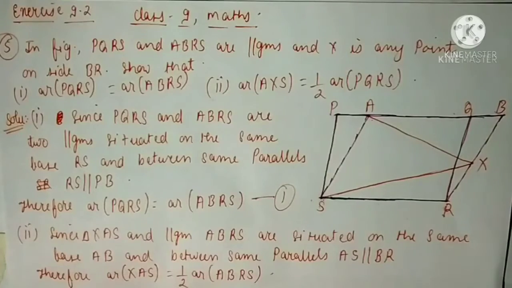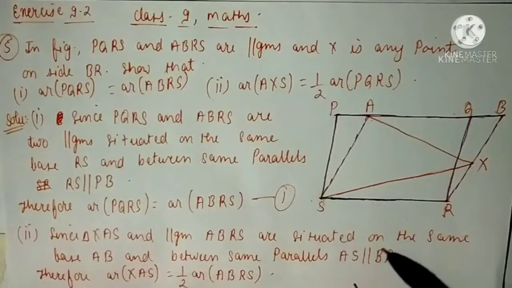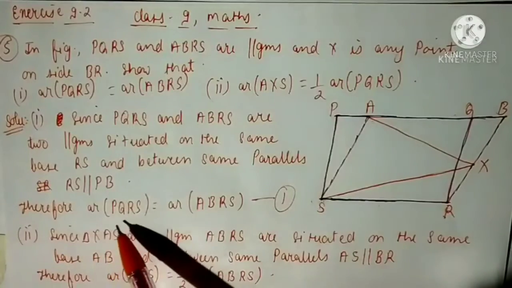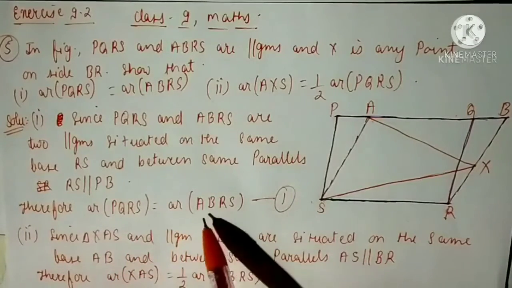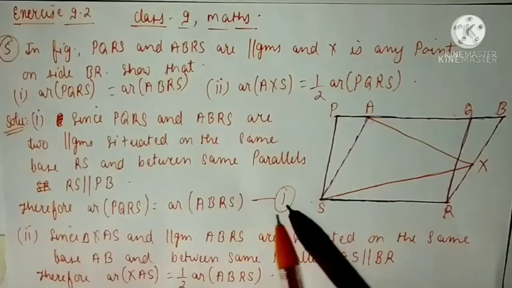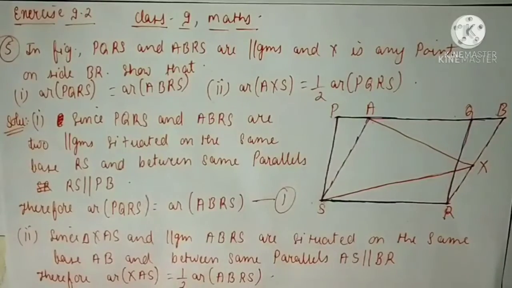So we know that if two parallelograms are between the same parallel lines and have the same base, then their areas will be equal. So we can write, therefore area of PQRS is equal to area of ABRS. This is the first part of our answer. Name this as equation number 1. Okay.